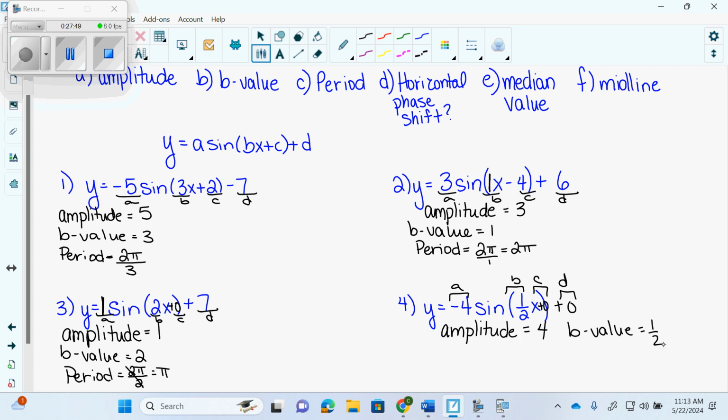Okay? And then the period for this one is 2 pi divided by a half, which is actually, 5 please, 2 pi times 2 over 1, which is 4 pi.